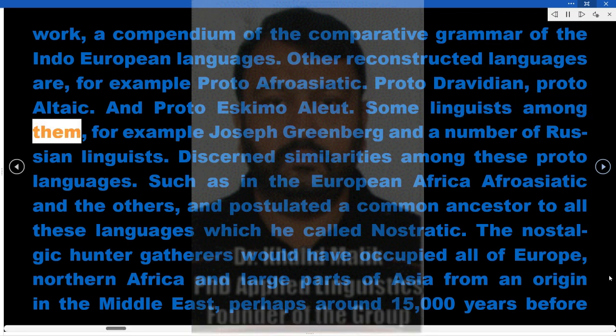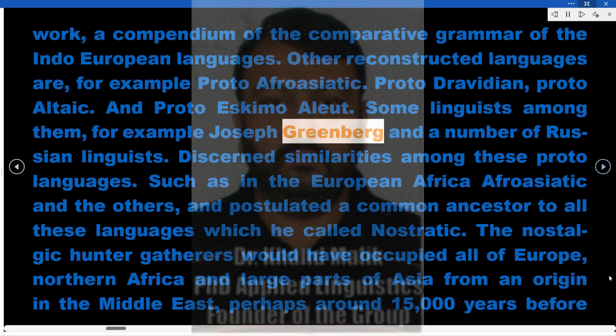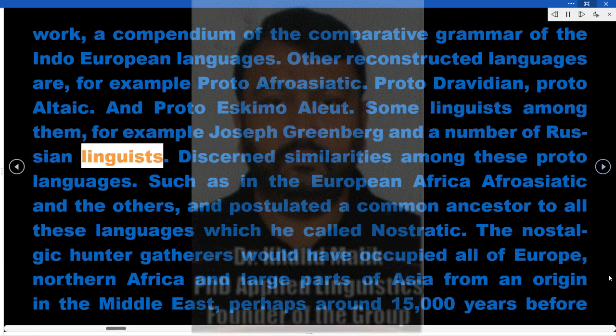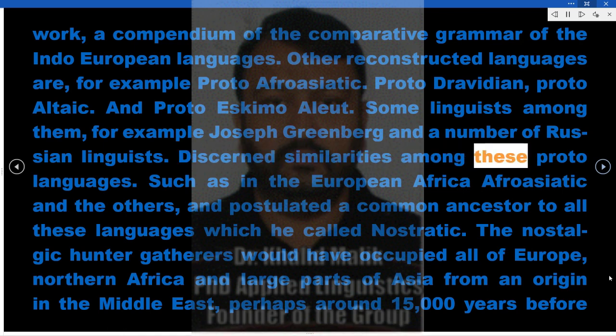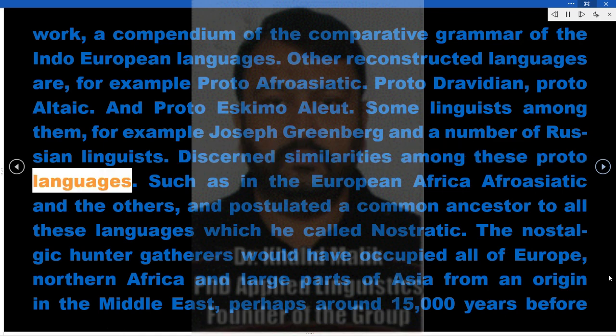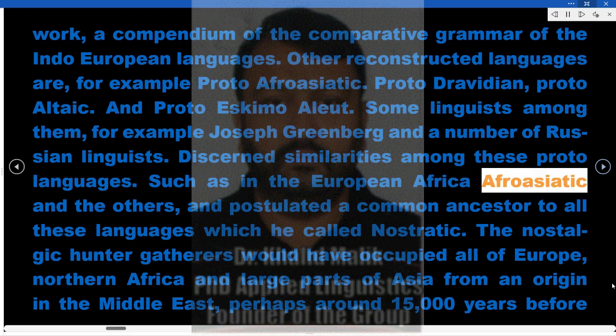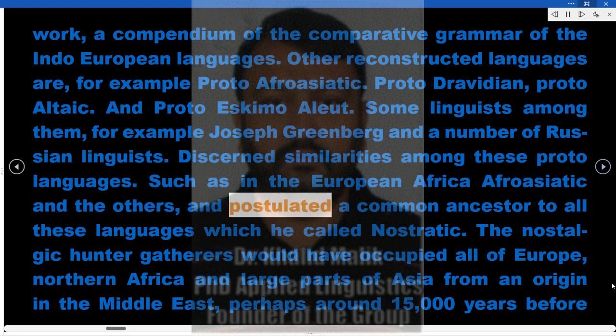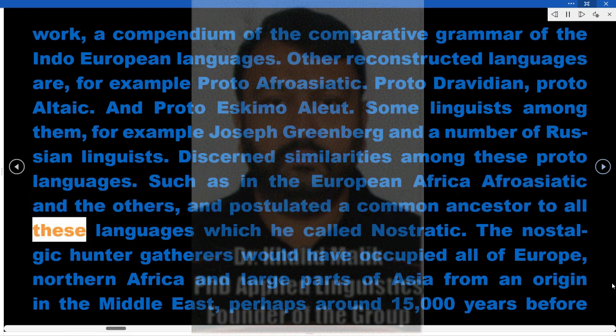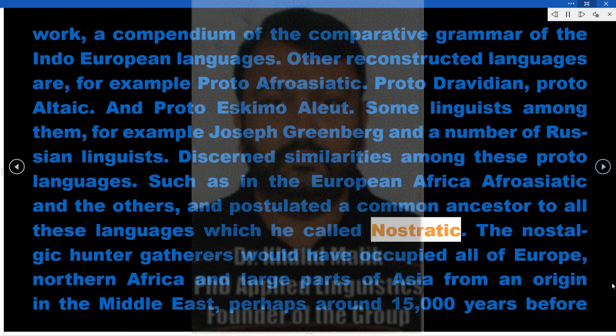Some linguists, among them, for example, Joseph Greenberg and a number of Russian linguists, discern similarities among these proto-languages, such as in the European, Afroasiatic and the others, and postulated a common ancestor to all these languages, which he called Nostratic.